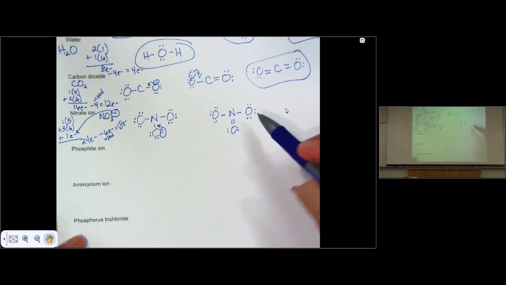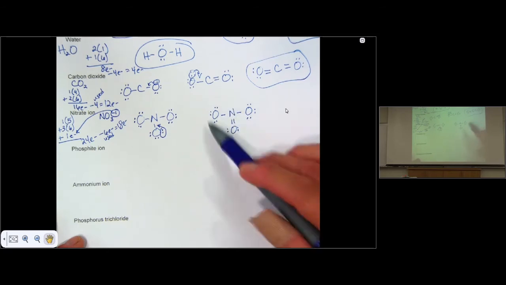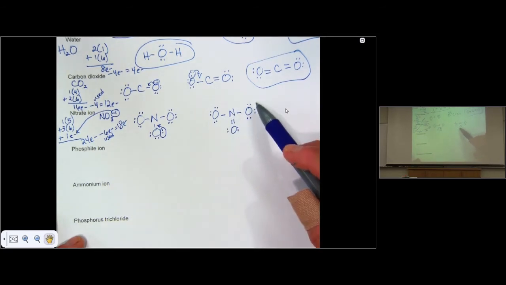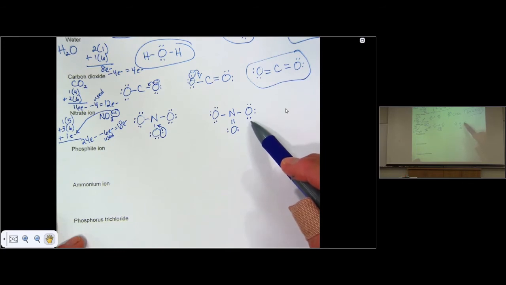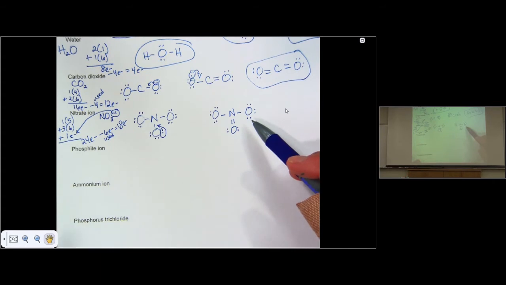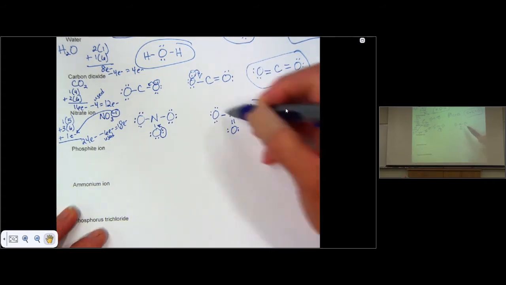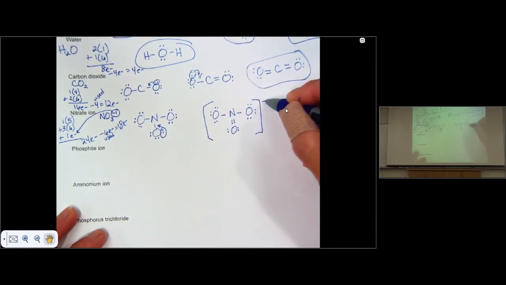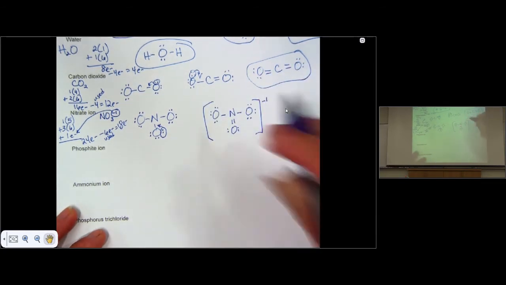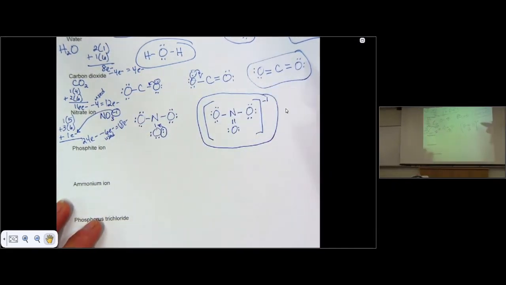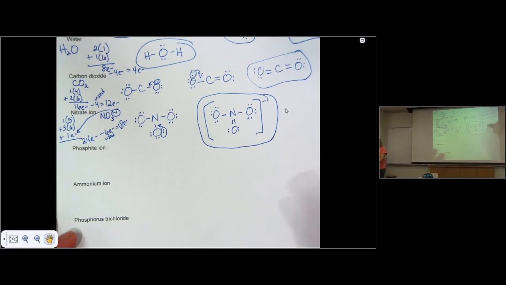When you get it rewritten, confirm that you haven't gained any extras. So 2, 4, 6, 8, that's correct. 10, 12, 14, 16, 18, 20, 22, 24, that's the total. Yes? Then there's one last step when it's a polyatomic ion. You put brackets around the whole thing and you put a -1 charge, for this one because it has a -1. You put the charge, whatever the charge is.